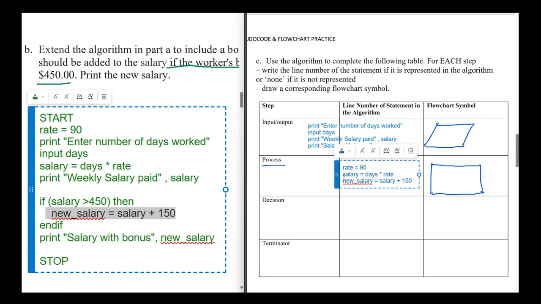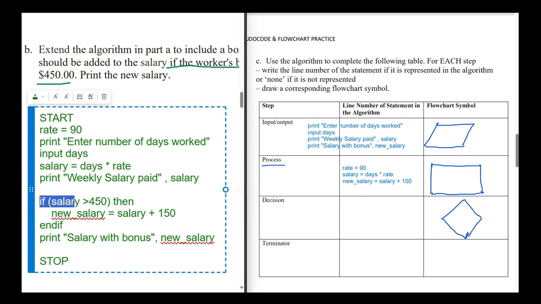Next one, decision. What do we use for a decision in a flowchart? We use a diamond, right? So I'm trying to draw my diamond as best as I can, right? That's what you use for a decision. So where do we see that? Do we see that happening in this algorithm? Yes, we have a decision. We have a condition here. If the salary is greater than 450. So yes, this line would be a decision.